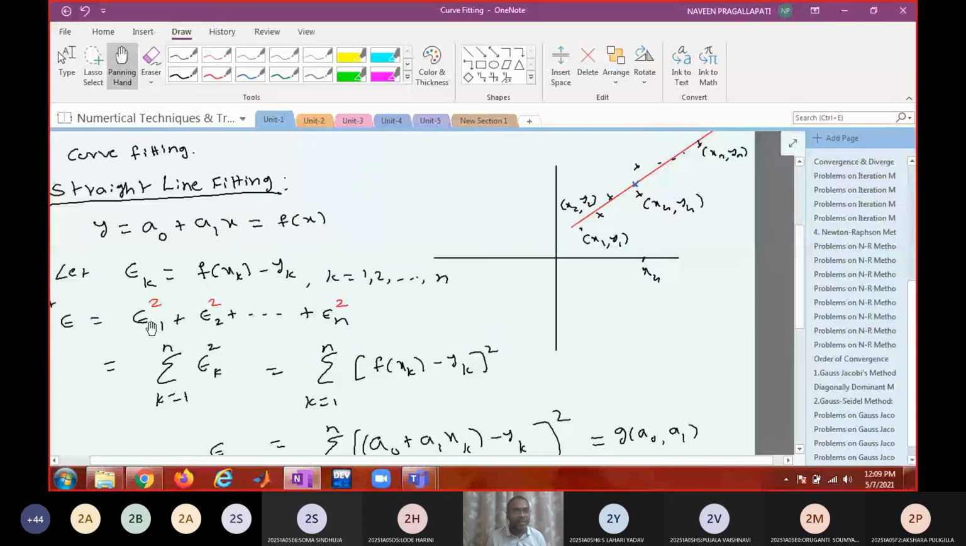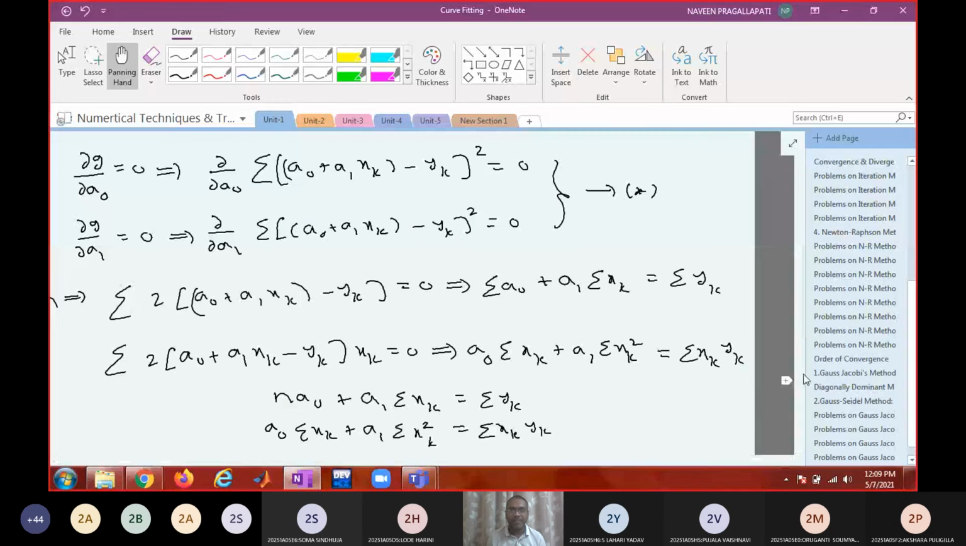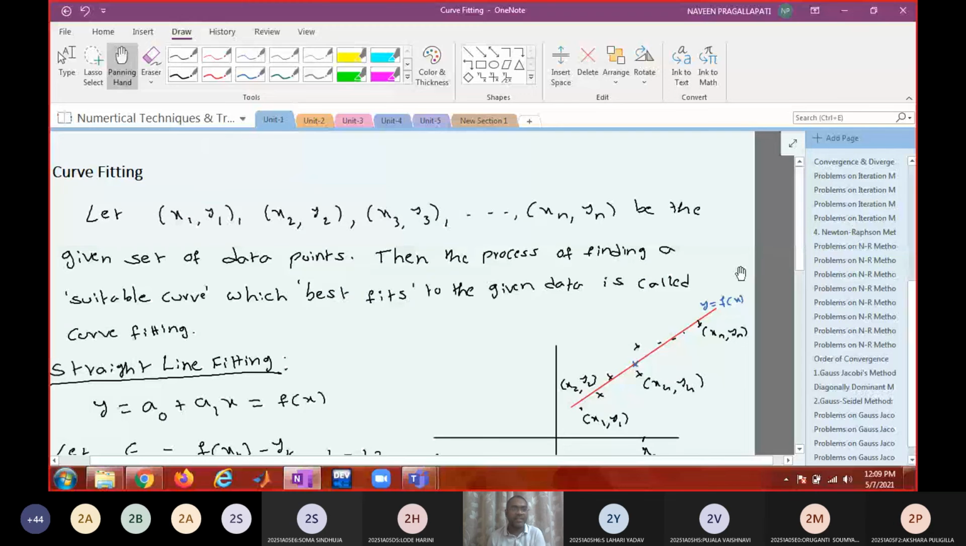So minimum means what? That means we got a0 and a1 such that the sum of squares of the deviations is the least. That means this is the best fit: the values of a0 and a1 obtained by solving these two equations. For those values of a0 and a1, the equation of the line that you are getting is going to be the best fit to the given data. So this method is called the method of least squares, and this curve is called the least squares curve, the least squares straight line.